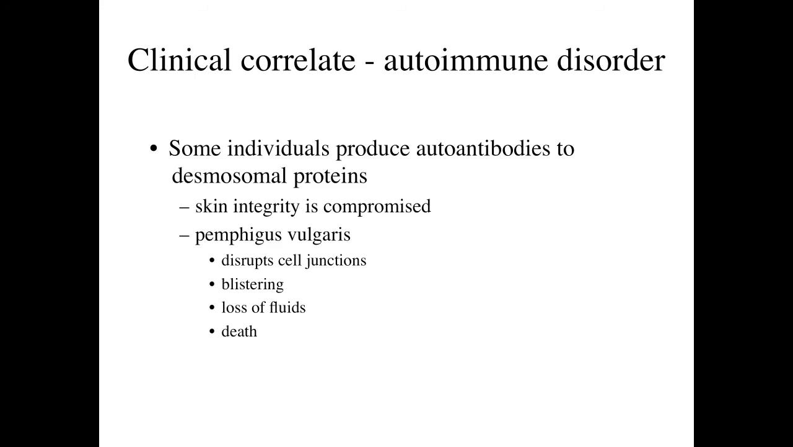A clinical correlate that relates to autoimmune disorders: it turns out that some individuals can produce autoantibodies to various desmosomal proteins, and you might imagine that can compromise the integrity of the skin, of the epithelium, of the epidermis. There's one such condition called pemphigus vulgaris. This is a condition where cell junctions between epithelial cells in the epidermis are disrupted. You get a lot of blistering, a lot of oozing and loss of fluids, and it leads to a lot of cell death. And in extreme cases, the individuals can actually die.